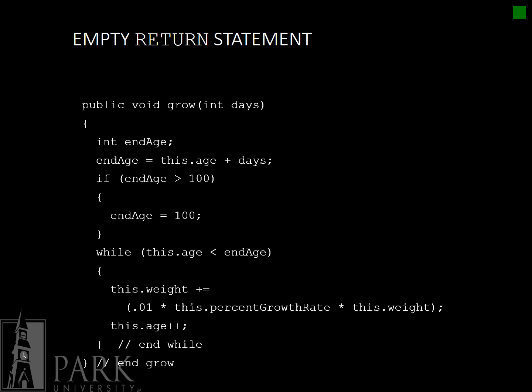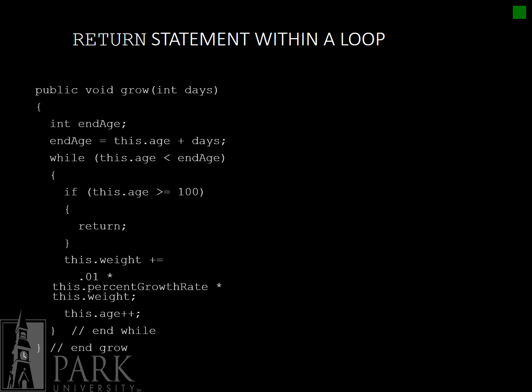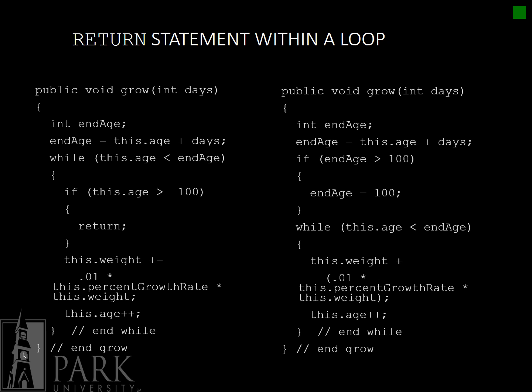Now, code that uses empty return statements can always be replaced by code that does not use an empty return statement. For example, here's a returnless version of the previous grow method. Notice how we pulled the logic to check if the age was greater than 100 out of the while loop. Before, this part right here was down inside of this while. And so we moved it out of the while loop to prevent us from having to have that empty return statement. So which of these two ways of writing this method would be considered better? Option A, with the return statement baked in, or option B, without it?